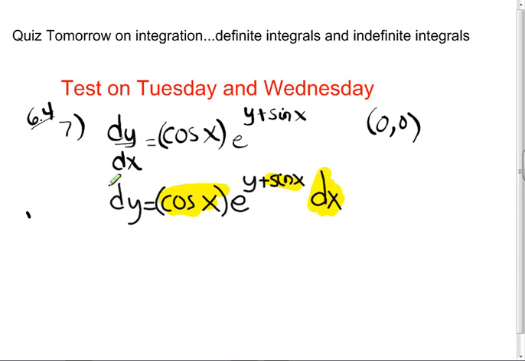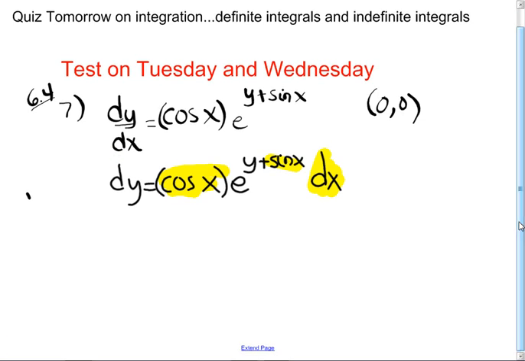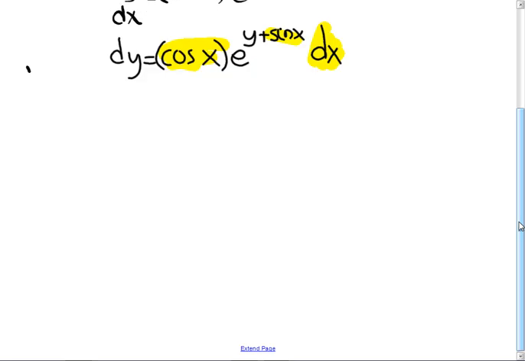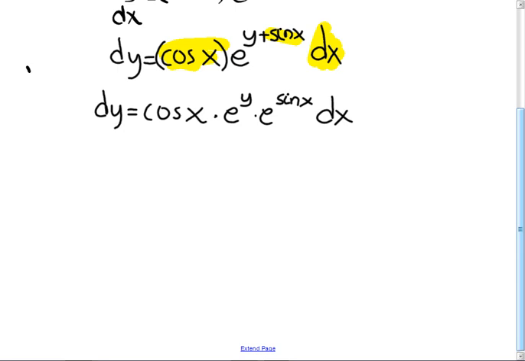If you've noticed, you can only separate problems that are multiplication. If they're addition, you can't separate those. So you're going to say, well, I can't separate that. But yes, I can. Because this is dy, and this is the algebra that's getting us in trouble here, times e to the y times e to the sine of x. I can't integrate it until I get rid of all the y's that are on the wrong side.